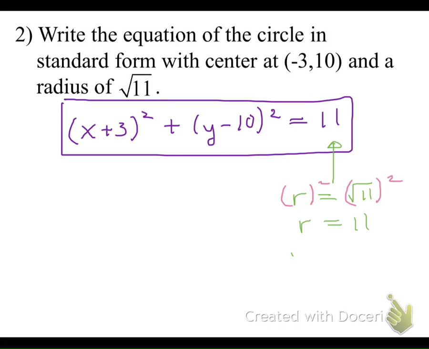Your final equation should look like x plus 3 quantity squared plus y minus 10 quantity squared equals 11. Remind yourself, if you forgot, that the minus 3 goes into the equation as a positive 3. The positive 10 goes into your equation as a minus 10. And the work is shown to find out how r squared is equal to 11. If r equals root 11, then r squared equals 11.